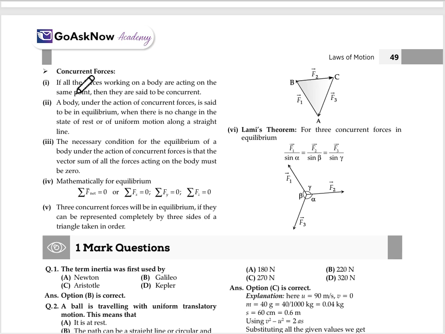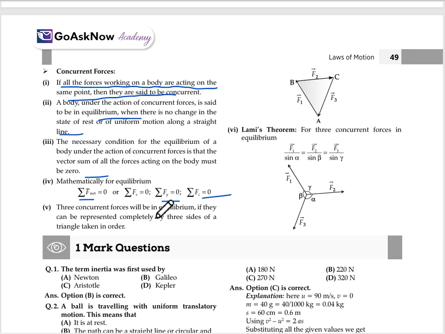Now concurrent forces. If all the forces working on the body are acting on the same point, then they are said to be concurrent. What actually does concurrent mean? If all the forces on the body are acting on the same point, then they are said to be concurrent. A body under the action of concurrent forces is said to be in equilibrium when there is no change in the state of uniform motion along a straight line. The necessary condition for the equilibrium of a body under the action of concurrent forces is that the vector sum of all forces acting on the body must be 0. Mathematically, the expression will be like, see, net or total force is equal to 0, then Fx will be equal to 0, Fy equal to 0, and Fz equal to 0.